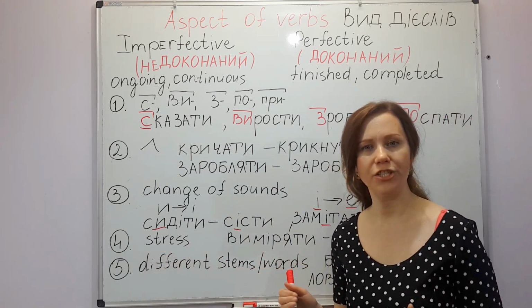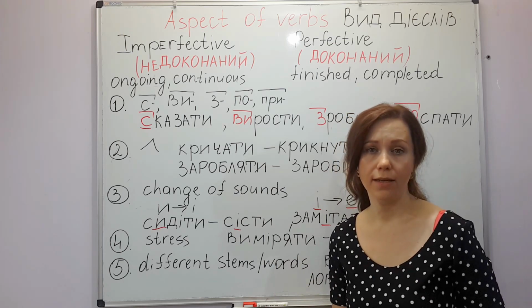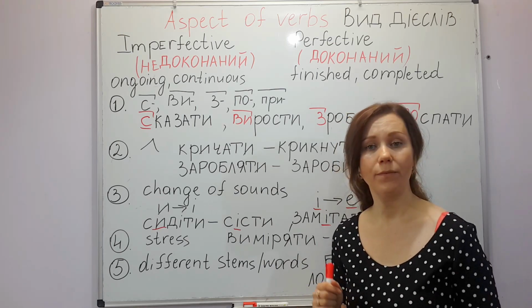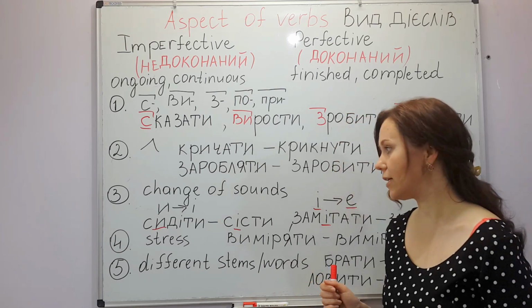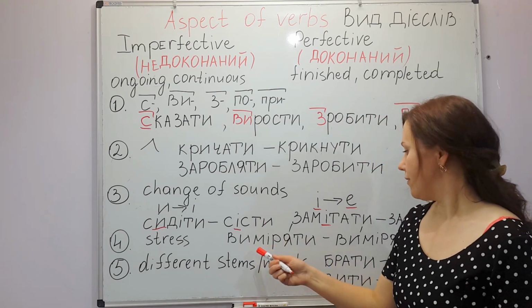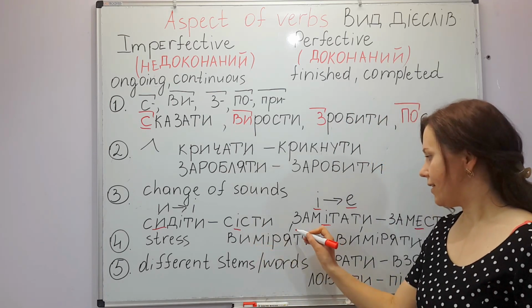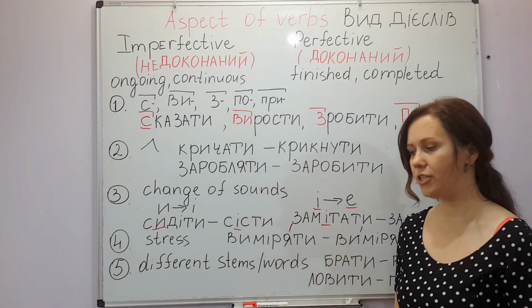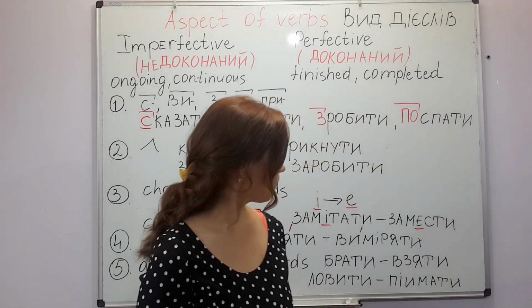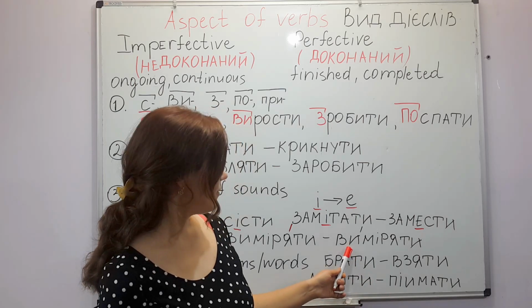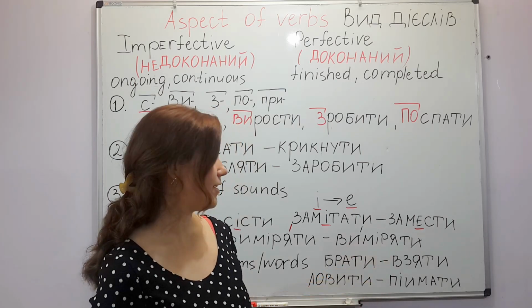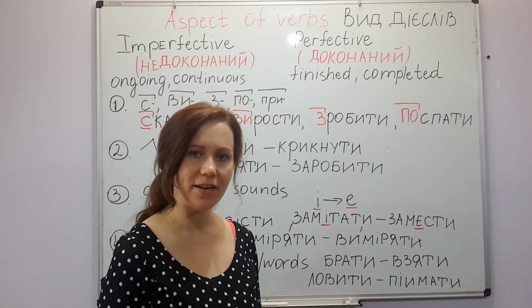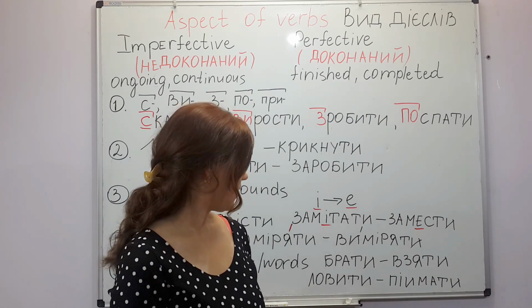The next rule is stress. Sometimes we just change the stress of a word and we get the perfective aspect. For example, виміряти, to measure, with the stress on one syllable, and виміряти, to measure again, with the stress on a different syllable.